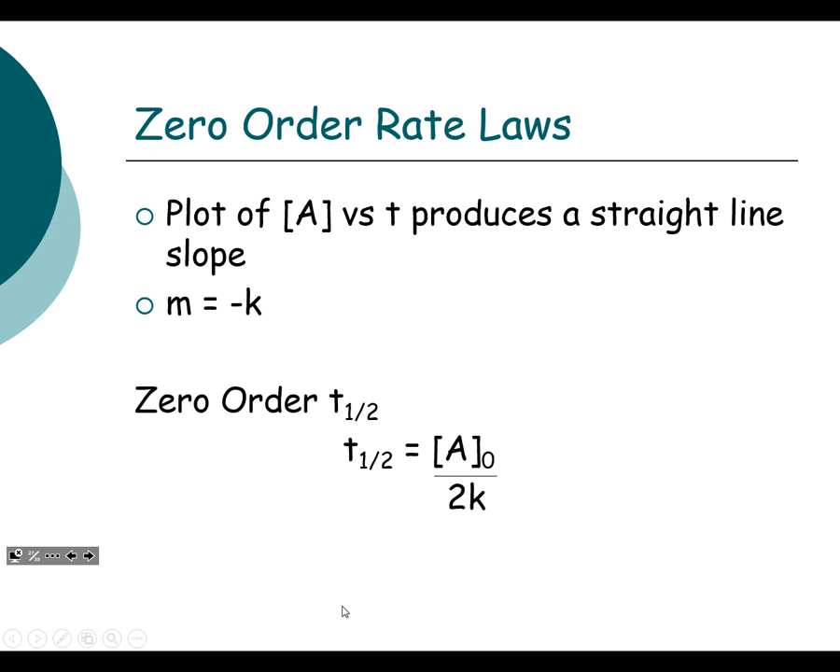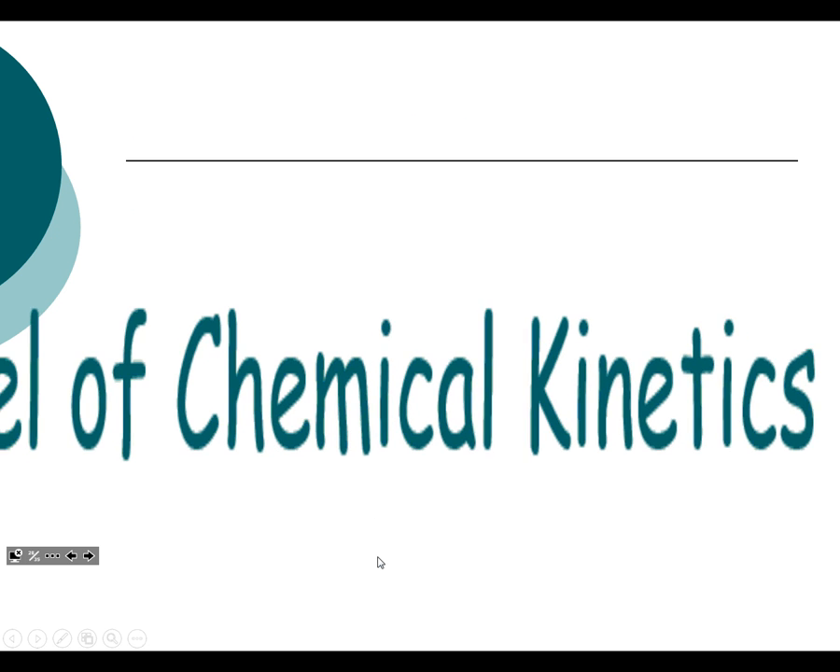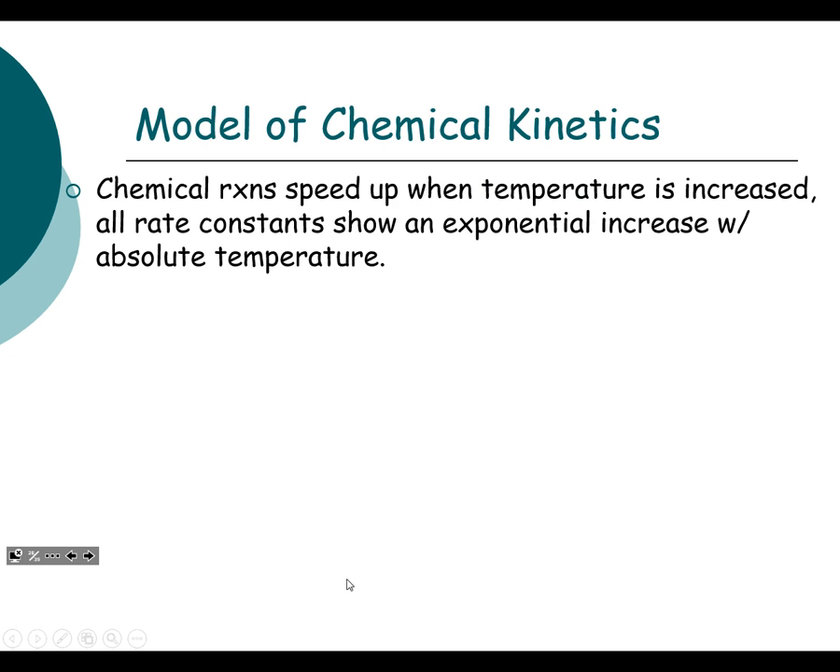And I think the last little bit, I'm just going to talk about this last little bit here. Chemical reactions speed up when temperature is increased. All rate constants show an exponential increase with absolute temperature. Remember, any K we ever talk about, whether it's equilibrium K or rate K, the only thing that ever changes K is temperature. And in rate laws, it changes it exponentially when we change the temperature.